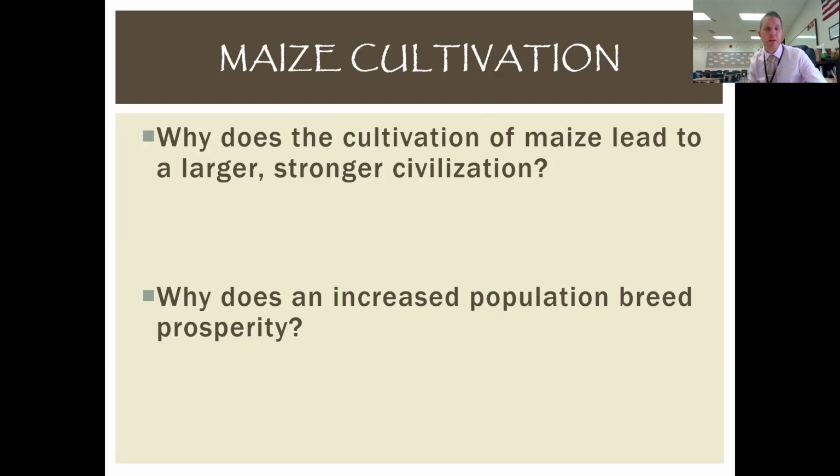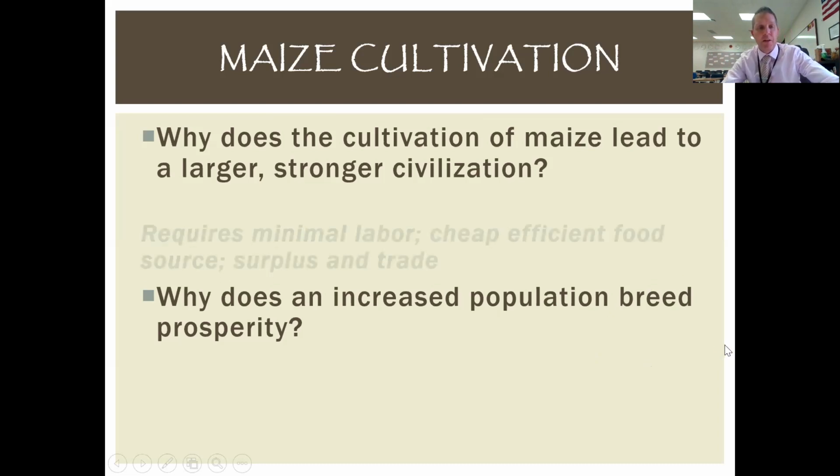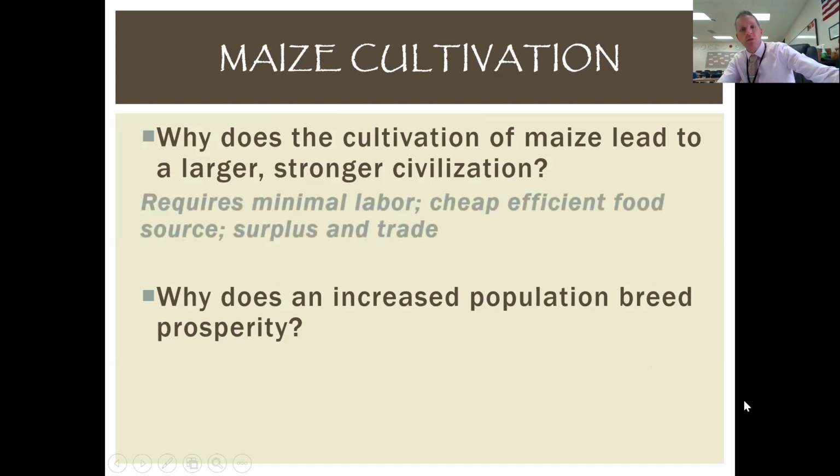Okay, let's examine some possible answers here. What is it about maize that's making these civilizations so large and strong? Why can't a hunter-gatherer group grow to be this vast empire? Well, there's a couple things that make it possible. Maybe you came up with something similar, maybe yours is a little bit different, but think about some of these things. Maize cultivation requires minimal labor. And what that means is few people can harvest large amounts of food.